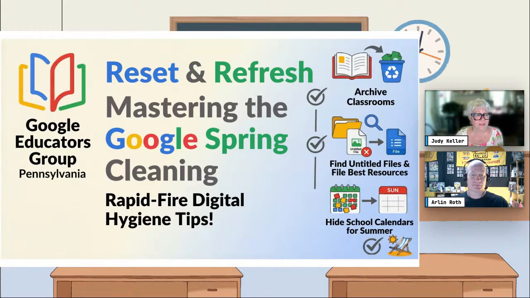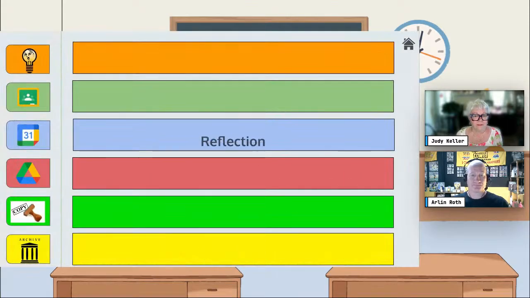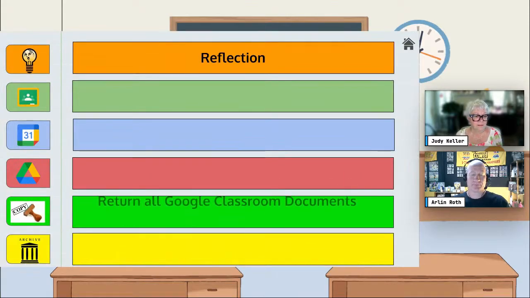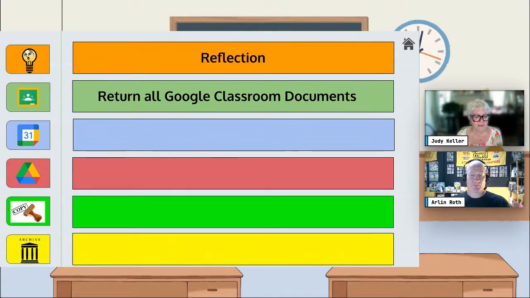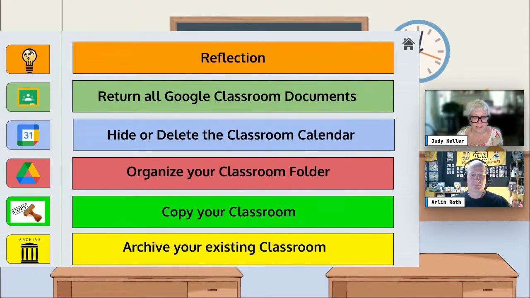So we're going to start with talking about what we need to do at the end of the year. So let's talk about reflection, returning all Google Classroom documents, hiding or deleting the classroom calendar, organizing your classroom folder, and copying your classroom, and archiving your existing classroom.